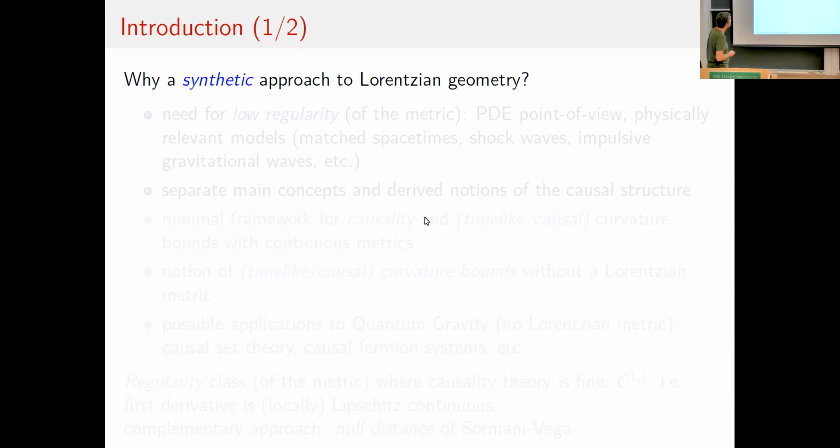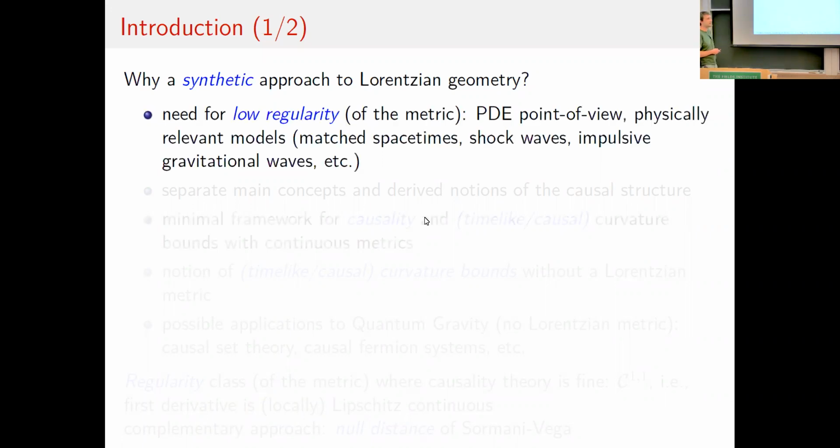So why do we want a synthetic approach to Lorentzian geometry? First, there is the PDE point of view on the one hand. You write Einstein equations as a hyperbolic PDE, then you have a very sophisticated solution theory and might get some solution in some Sobolev space, which might not be smooth enough, but you still want to make sense of the resulting geometry and causality of the space-time.